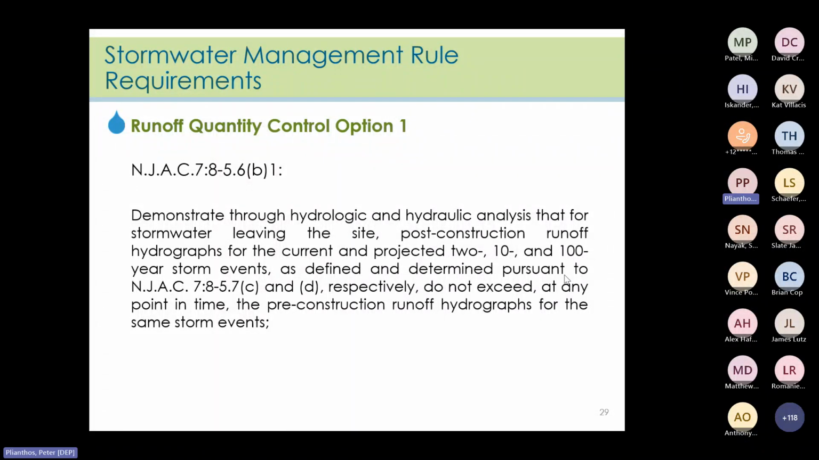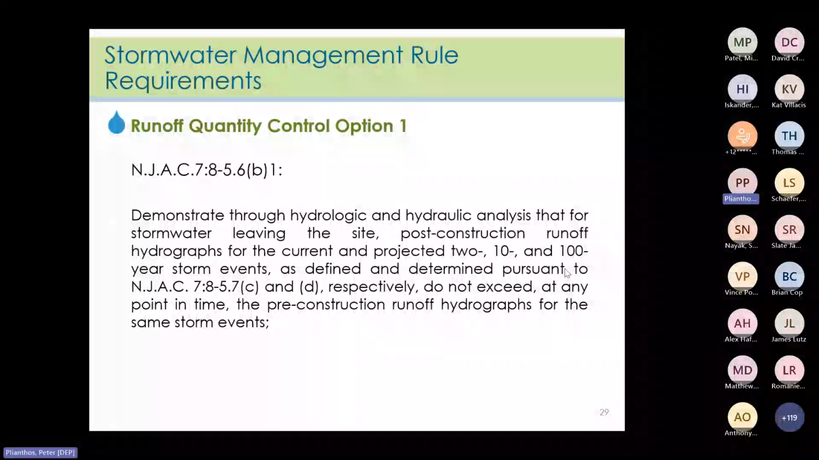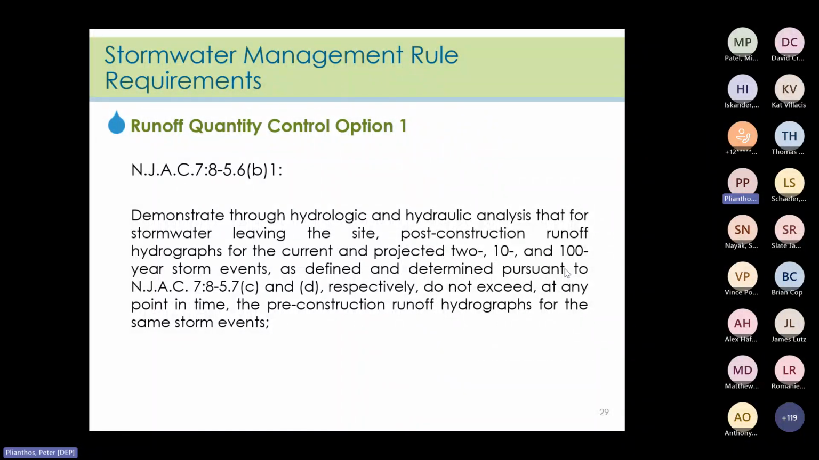In order to meet this quantity control option for a given design storm event, the post-construction runoff hydrographs for the current and projected 2, 10, and 100-year storm events must be bounded by, and not cross at any point in time, the pre-construction runoff hydrographs for these same storm events. As mentioned earlier, the current 2, 10, and 100-year storm events are the rainfall data from NOAA applied with the current precipitation adjustment factors. And the projected 2, 10, and 100-year storm events are the rainfall data from NOAA applied with the future precipitation change factors.